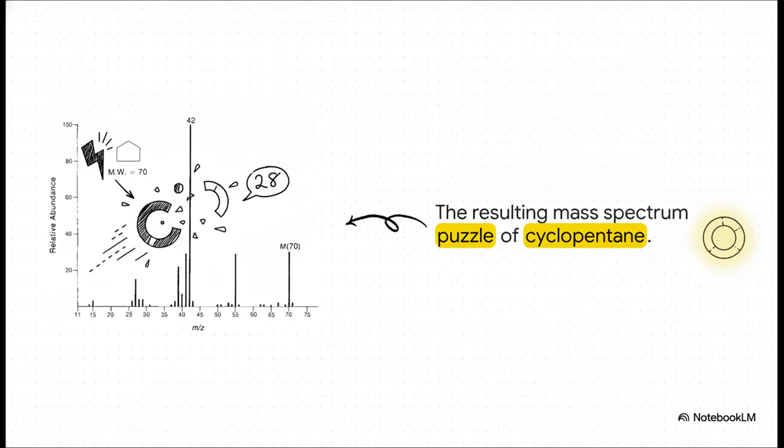But look at that massive peak over at 42. That is our base peak. That is the direct result of cyclopentane shattering, losing a neutral molecule of ethene, which weighs 28, and leaving behind a highly stable fragment ion sitting at mass 42. By reading these shattered pieces like a giant puzzle, we can completely reconstruct the original structure of the molecule.